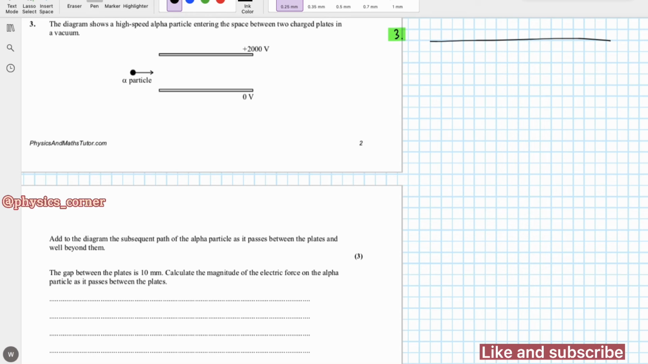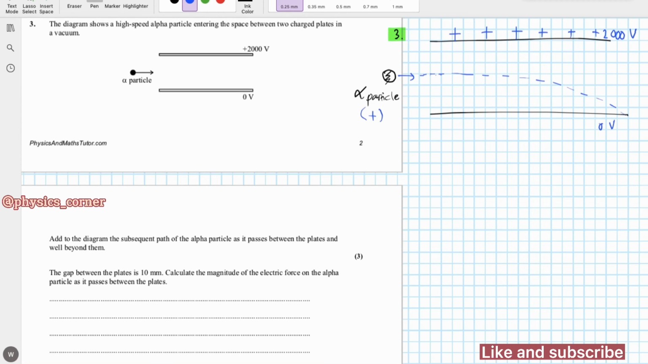If we have a plate, this is an alpha particle. The alpha particle moves inward. Look at this, guys: this is 2000 volt as positive, and then 0 volt. So the alpha particle is positive charge, which means with positive, it will be repelled. So the trace will be like that.